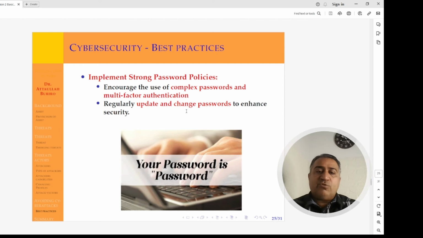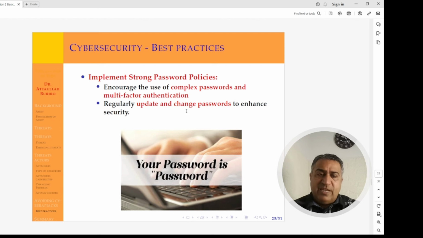I'm saying not just to the end users, but also to the network users, network administrators, people working in this domain. And regularly update and change passwords to enhance security. It is also a common practice that we use the same passwords across different applications. Imagine I have a complex password, but I use it across multiple websites, across multiple devices. This is not a good practice either.